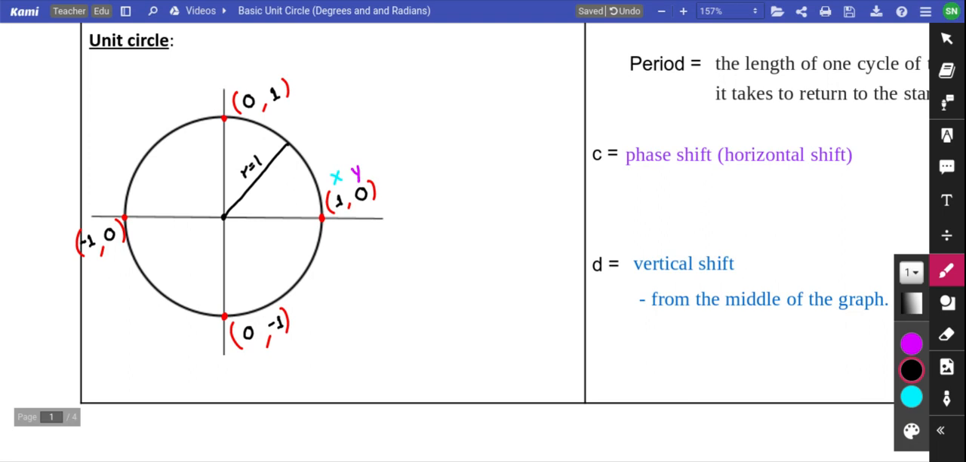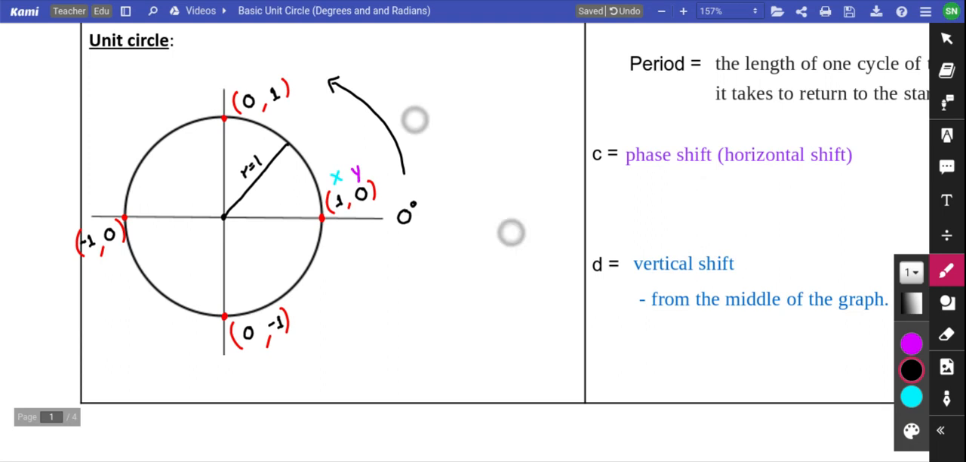Now we will be looking at how many degrees is at each point. We start on the right hand side. This is 0 degrees. Remember that in a circle there are 360 degrees. We have 4 major points. Therefore we divide 360 by 4, giving us 90. So every time we jump from one point to the next, we will be adding 90 degrees. We will be going counterclockwise.